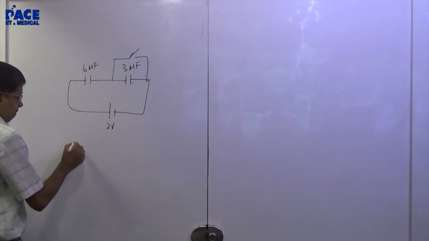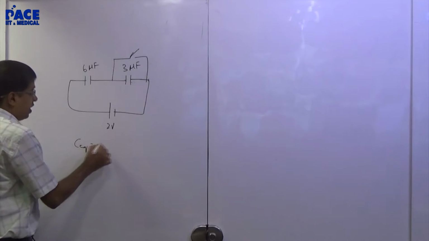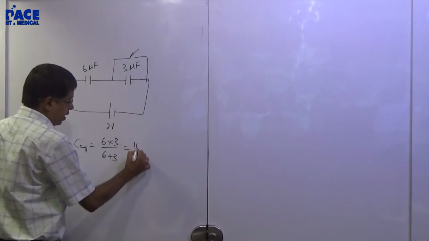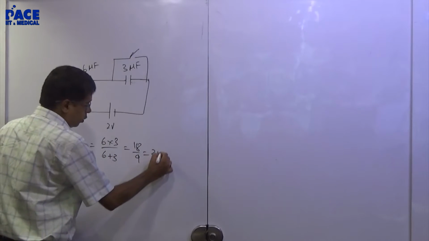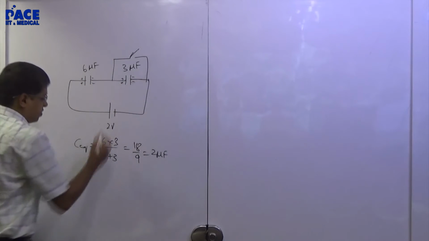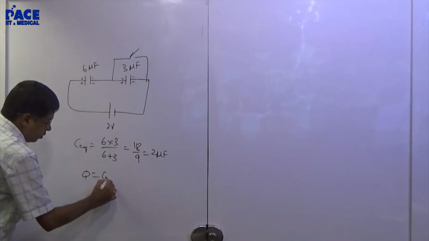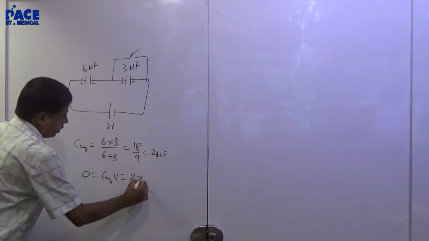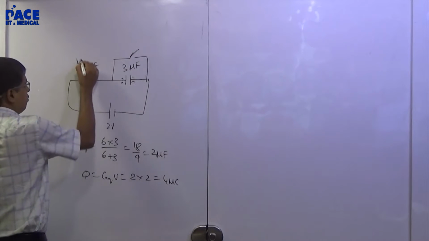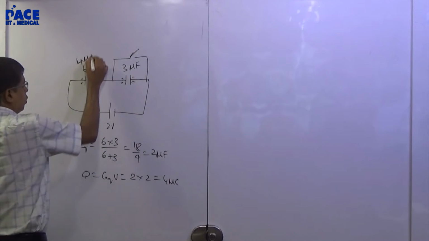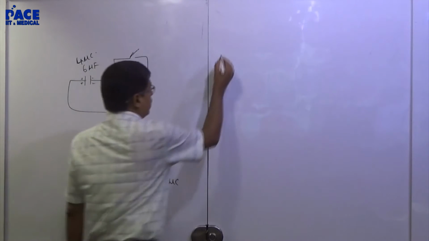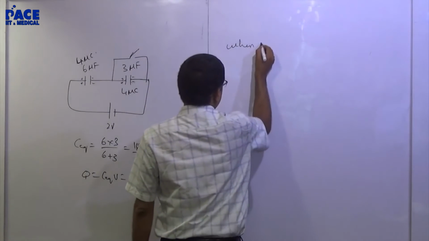C equivalent is 6 into 3 divided by 6 plus 3, which is 18 by 9, 2 microfarads. Both will have the same charge as they are in series. Q is equal to C equivalent into V, 2 into 2, 4 microcoulombs of charge. So 4 microcoulombs and 4 microcoulombs.